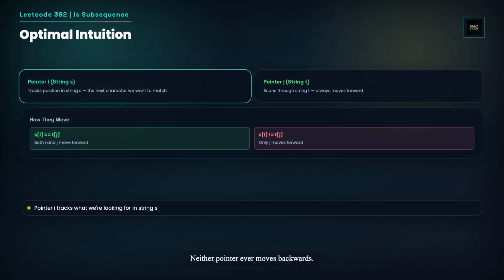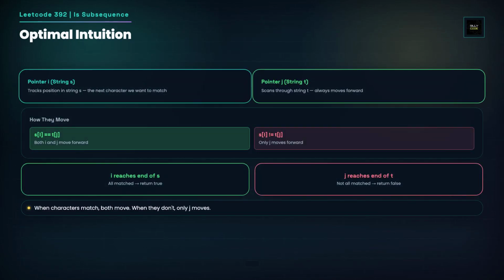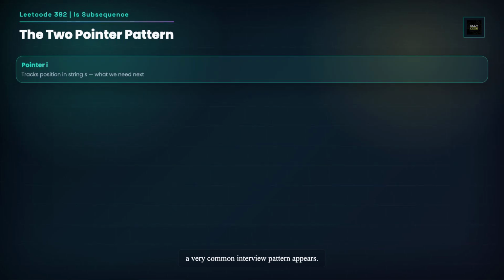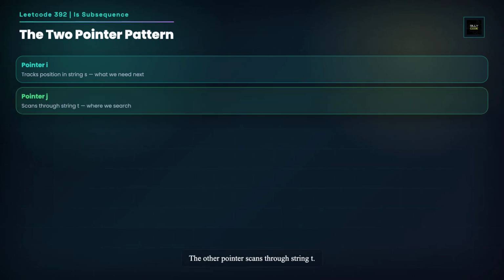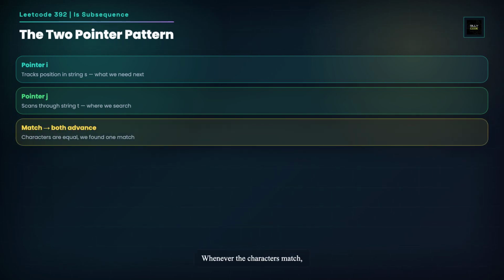Once we realize that, a very common interview pattern appears. The two-pointer pattern. One pointer keeps track of our position in string s. The other pointer scans through string t. Let's call them pointer i and pointer j. Pointer i always points to the next character we want to match. Pointer j simply keeps scanning the larger string. Whenever the characters match, both pointers move forward. Because we've successfully matched one character. Whenever the characters don't match, only pointer j moves. Because we're still searching for the same character.